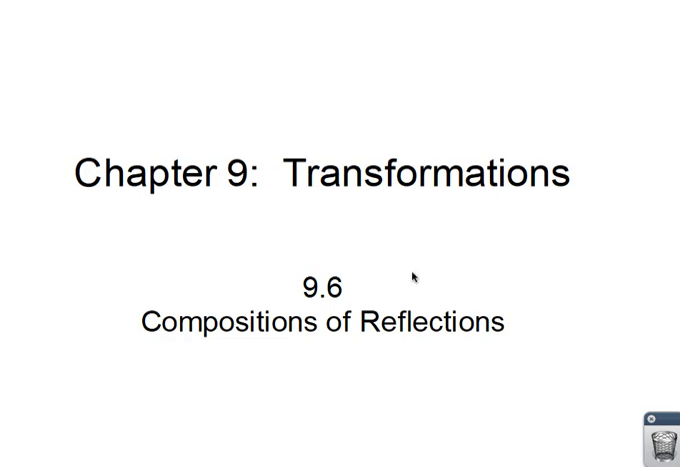Section 9.6. We are getting to the end of chapter 9, so now we're going to start putting together things that we've been doing all along. So now you're going to use your translations, reflections, rotations, and dilations and do multiple things to the same shape. Okay? So try to keep track of everything. Colored pencils are really helpful at this point.